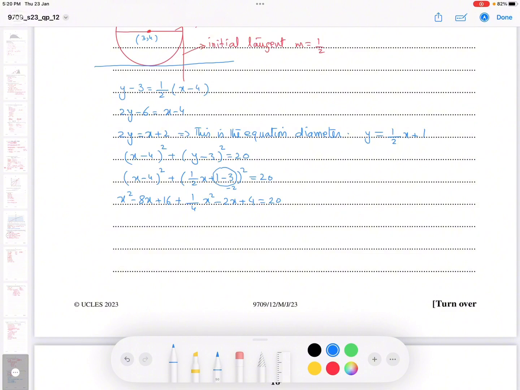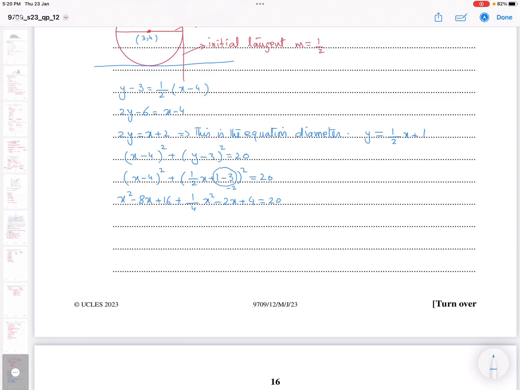I was saying that by mistake I wrote 0 instead of 20. So now by simplification I can get 5 over 4x squared minus 10x equals 0. So if I take x as common, my factors would be: one factor is x, the other is 5 over 4x minus 10 equals 0. So my first x is equal to 0, my second x is 8.